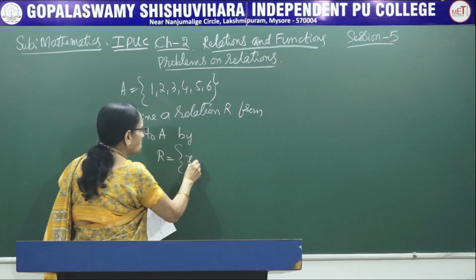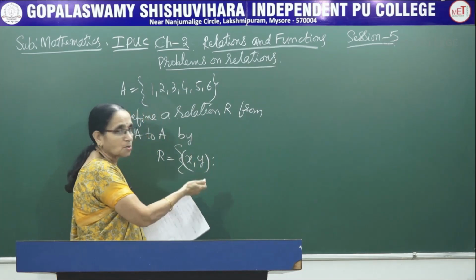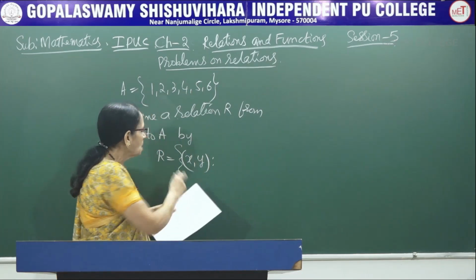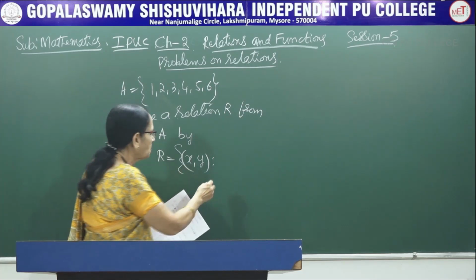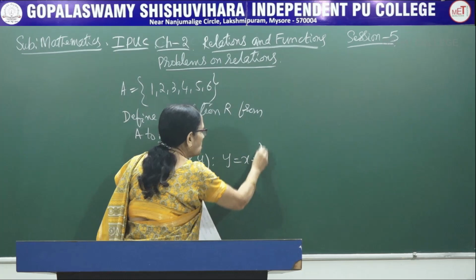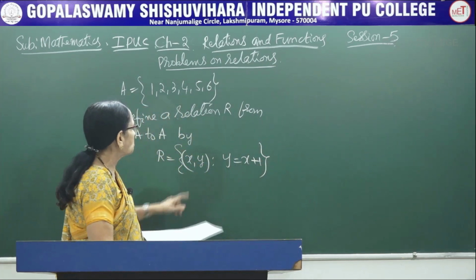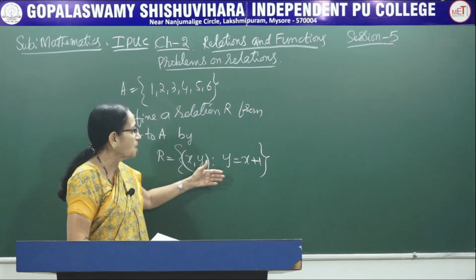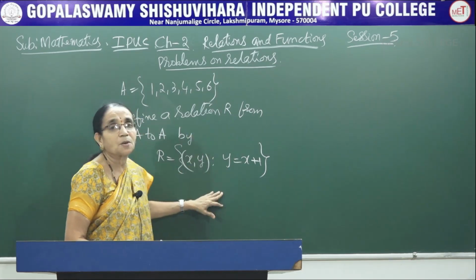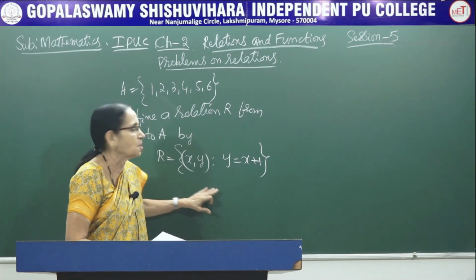The relation is like this. R contains all those ordered pairs. You can take (a, b) or (x, y), it does not make any difference. R contains all those ordered pairs (x, y) such that y is equal to x plus 1. Now, this is the definition, or I can say the relation has been defined in the set builder form.